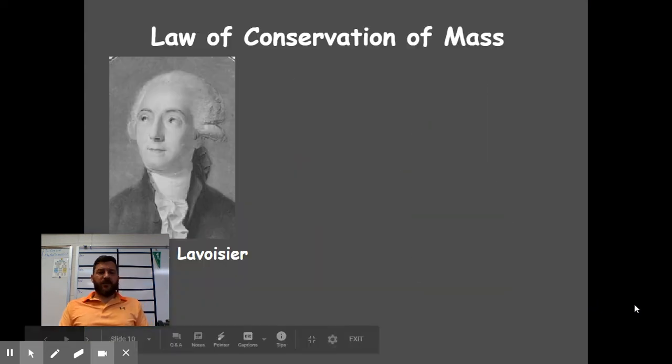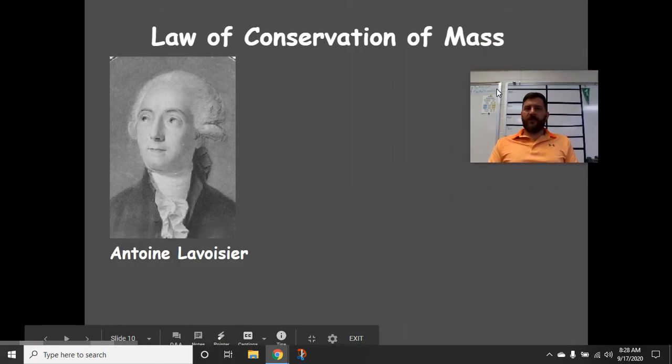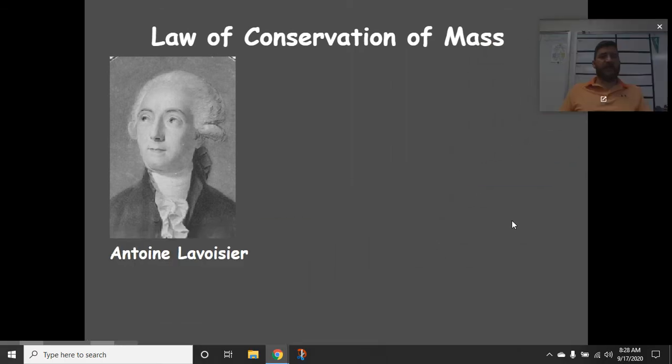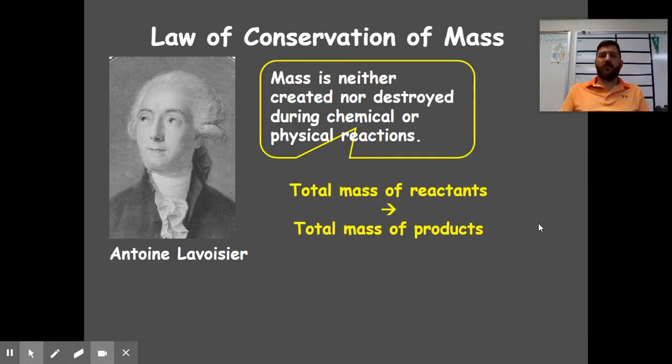So, law of conservation of mass. You've learned this in biology, or you should have. A man named Lavoisier said that mass is neither created nor destroyed. It just changes form. So in biology, we talked about the trophic levels, and only 10% of the available energy carries through to each trophic level. So that energy isn't created nor destroyed, it just changes its form.